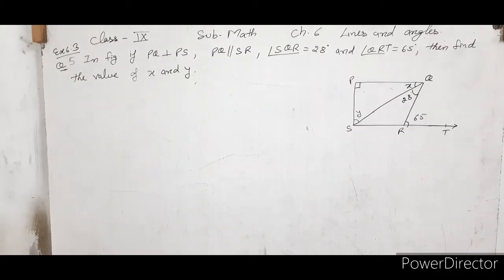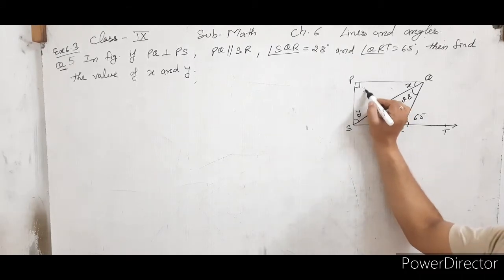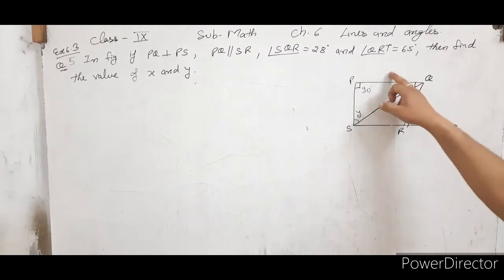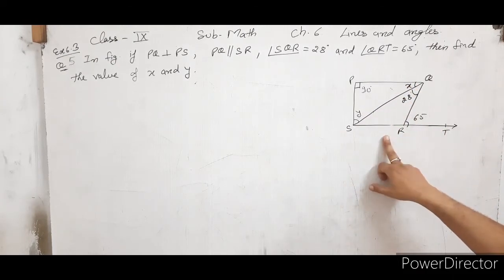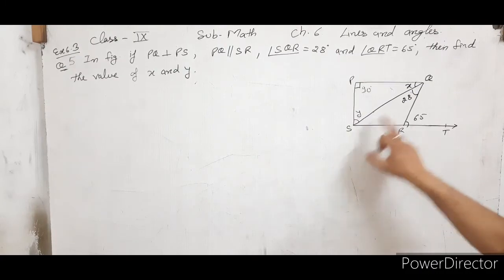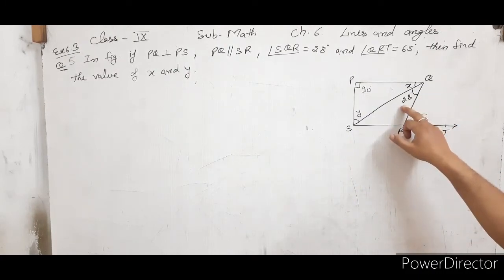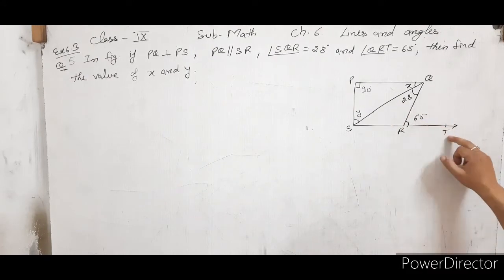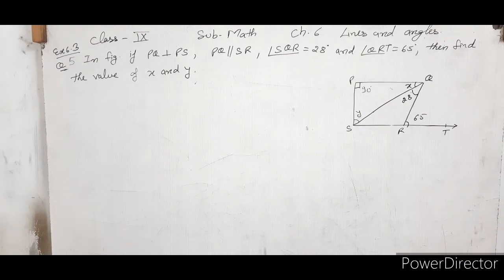In the diagram, PQ is perpendicular to PS. That means the angle between PQ and PS is 90 degrees. PQ is parallel to SR. Angle SQR is equal to 28 degrees, and angle QRT is equal to 65 degrees. Then find the value of X and Y.